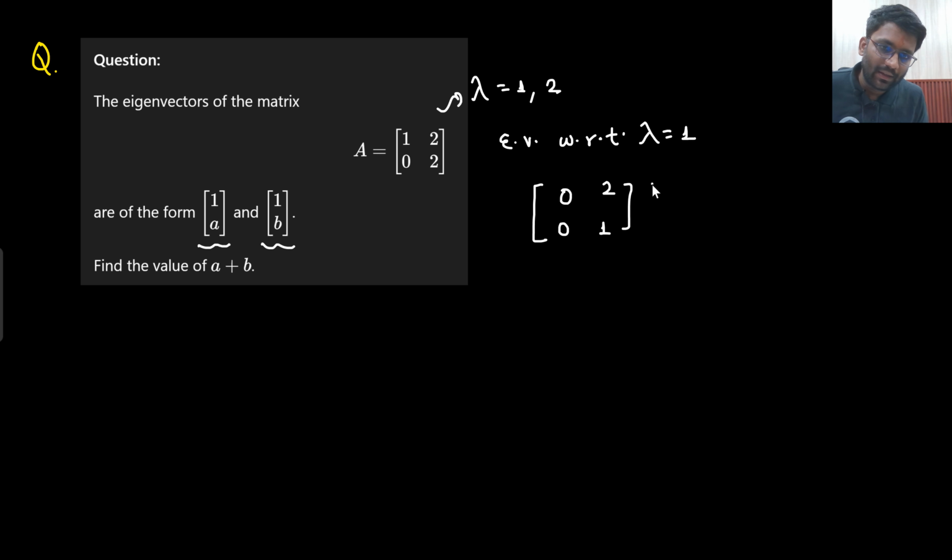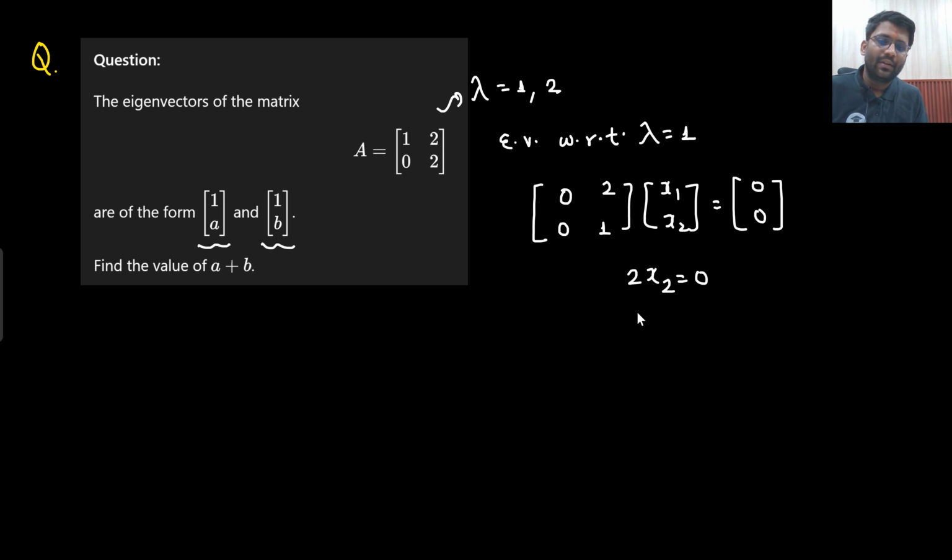A minus lambda I into x should be equal to 0. This is our target, sir. So from here we are getting 2x2 equals 0 and 2x1. This is what I am doing: A minus lambda I into x equals 0. So the value of lambda is 1. So A minus I, I am doing.